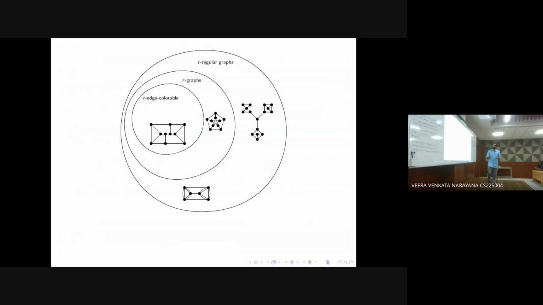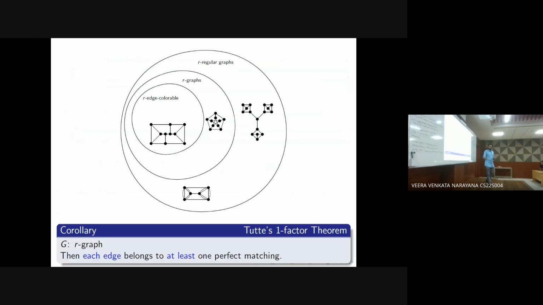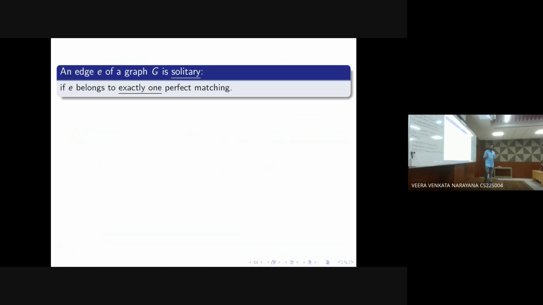From now onwards, we're going to study some type of edges in R graphs. Just to recall, each edge in an R graph belongs to at least one perfect matching. Now we are interested in the type of edges that belong to exactly one perfect matching. Let's see the definition of these edges. We say an edge e is solitary if e belongs to exactly one perfect matching.